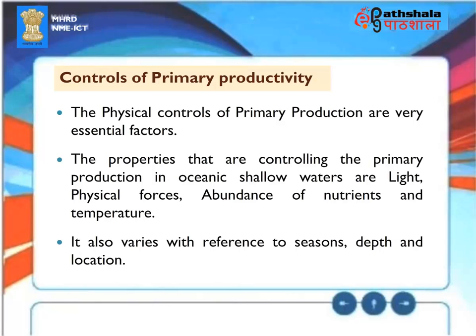Controls of primary productivity. The physical controls of primary production are very essential factors. The properties that are controlling the primary production in oceanic shallow waters are light, physical forces, abundance of nutrients, and temperature. It also varies with reference to seasons, depth, and location.